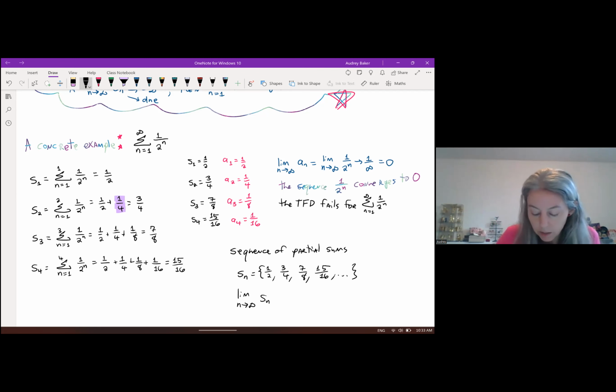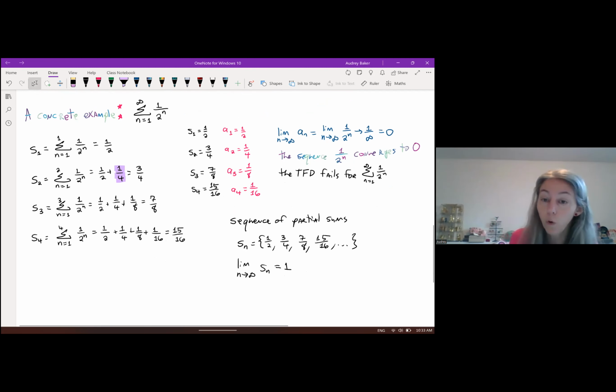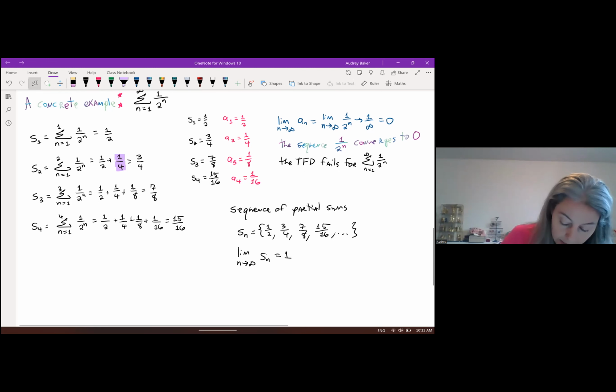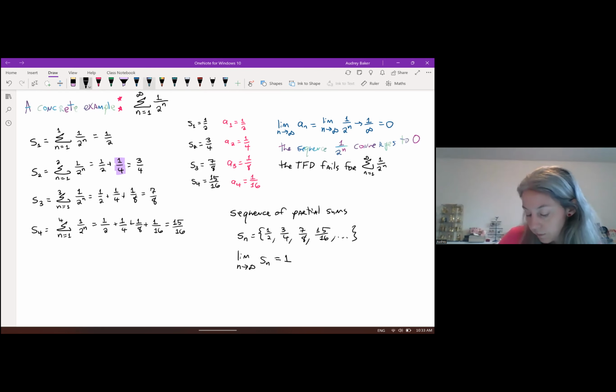So right now we're just going to say that this is equal to 1, even though we don't actually have the general term. We can sort of tell just by looking at the values, they really look like they're getting close to 1. So the fact that this limit as n goes to infinity of S sub n is equal to 1, which is different than my A sub n, which went to 0, tells me that therefore my series, the sum n equals 1 to infinity of A sub n, which is the sum n equals 1 to infinity of 1 over 2 to the n, converges to 1.